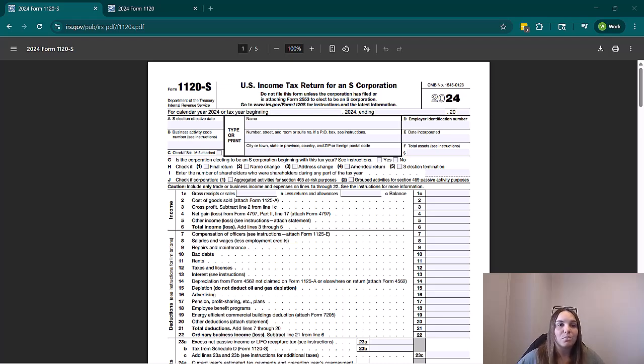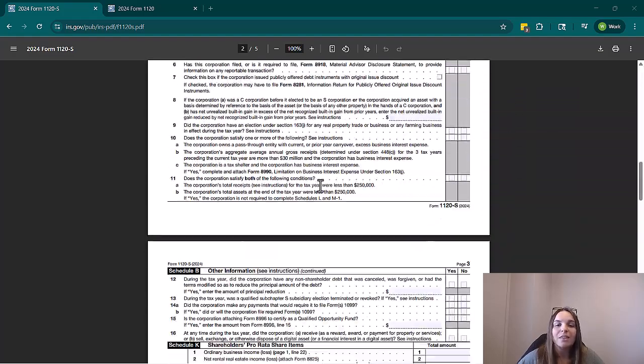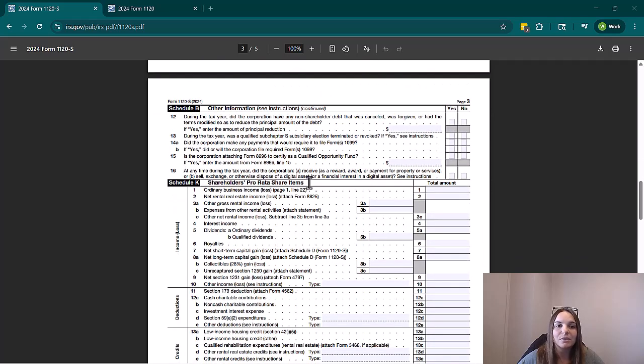Okay, so when we look at Form 1120S, this is your S corporation tax return. There is a separate area to put interest income right here on line 4 of Schedule K, because it sits in a different area than ordinary business income. Now, you'll also notice that dividends are on here. And notice that we have to separate dividends out by ordinary and qualified.